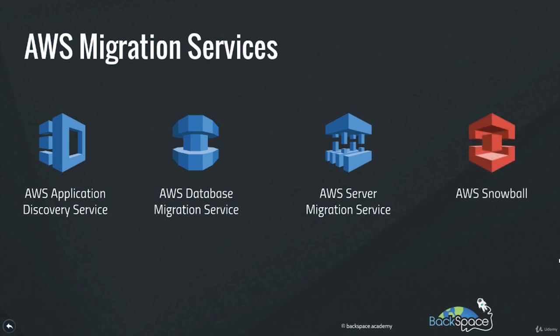AWS Snowball is a portable petabyte scale data storage device that can be used to migrate data from on-premise environments over to the AWS cloud. You can download your data to the Snowball device and then send it to AWS, who will then upload that to a storage service for you.